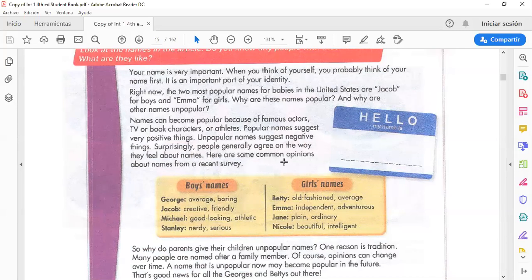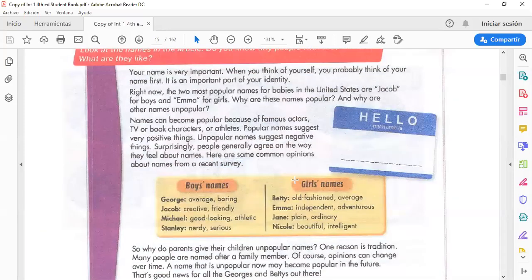Here are some common opinions about names from a recent survey. A survey is a series of questions that a person asks to different people. Like, for example, who are you going to vote for? Gonzalo or Luis Abinader? It's a survey. So everybody says, Gonzalo, Gonzalo, Luis Abinader, Luis Abinader, Luis Abinader, Gonzalo, and so on. So that is a survey.